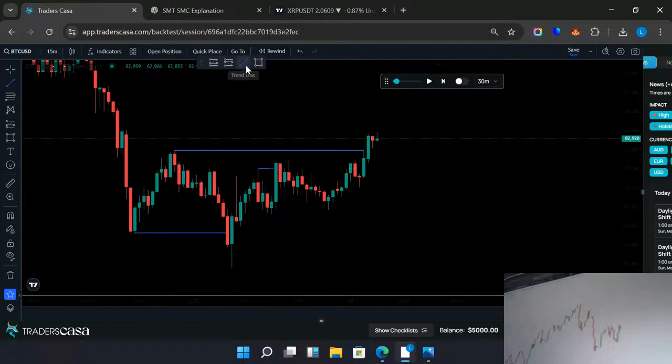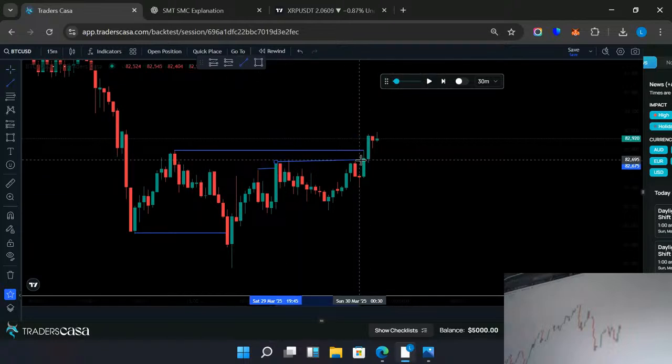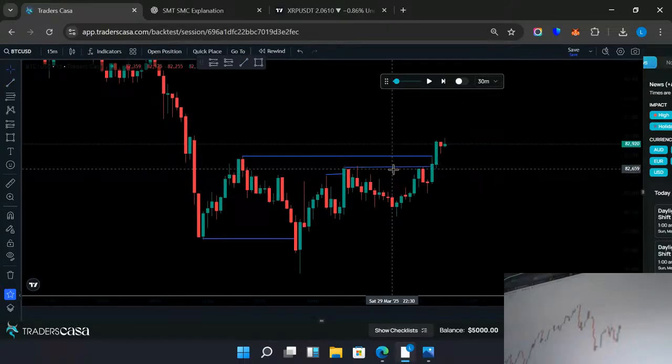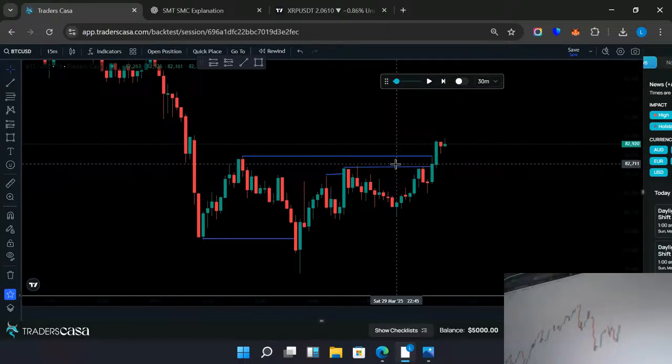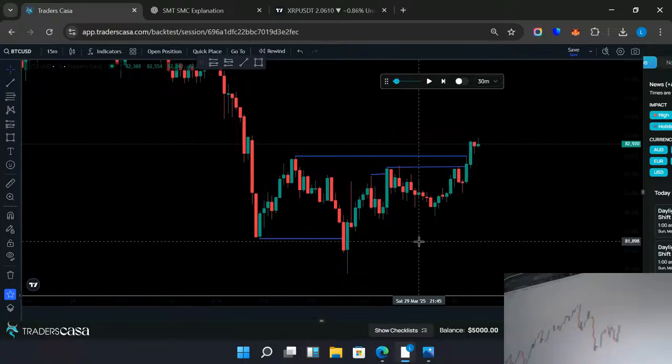After this, there was another break of structure. If you look, this directly was the break of structure. If you look at that, so this was the break of structure. Fine. So we need to look at the first break of structure.